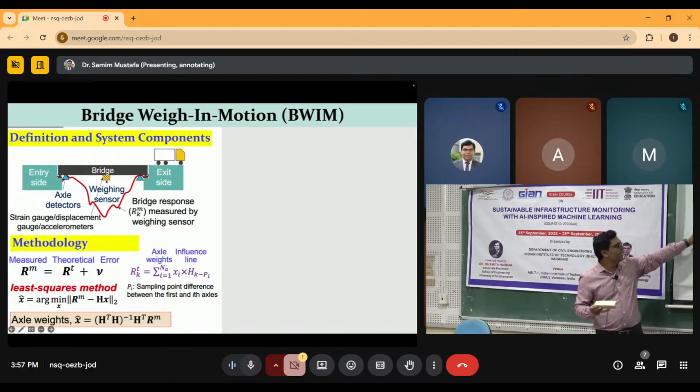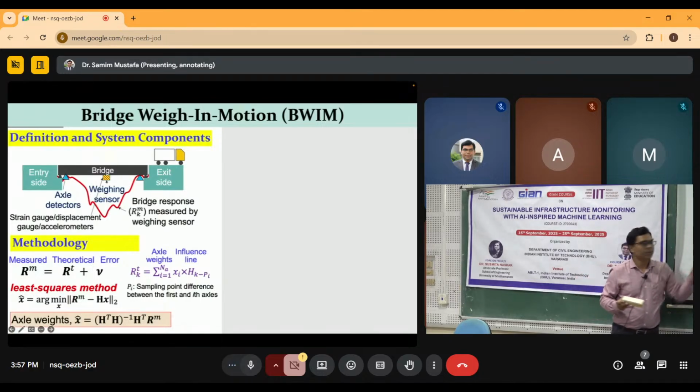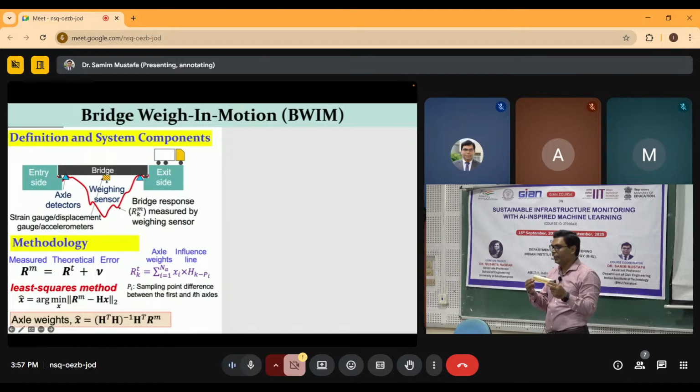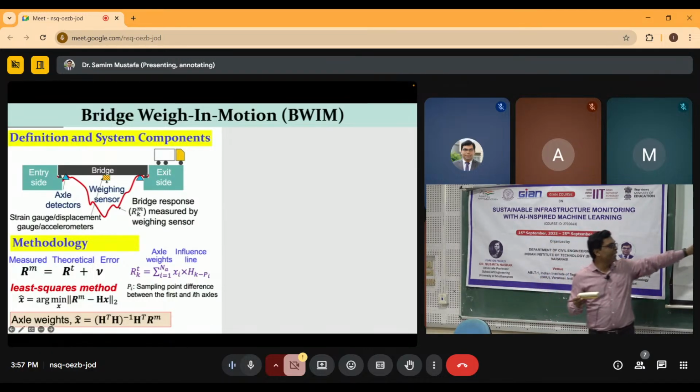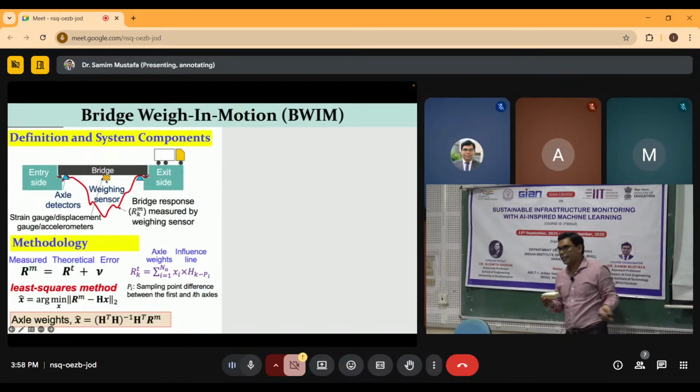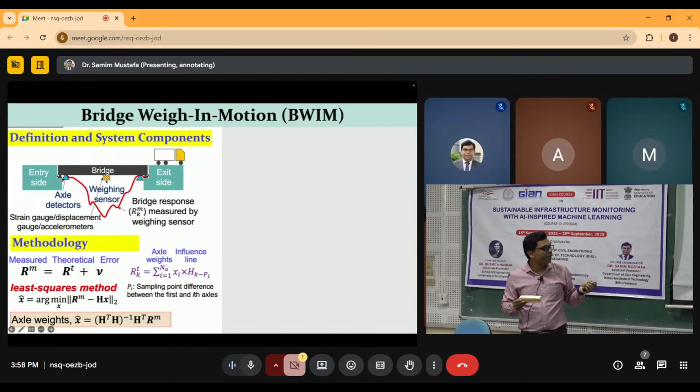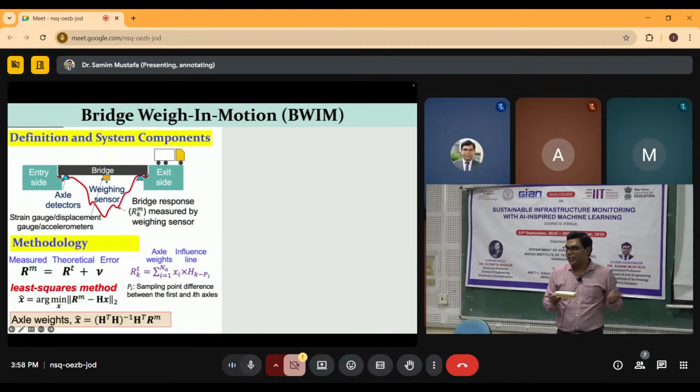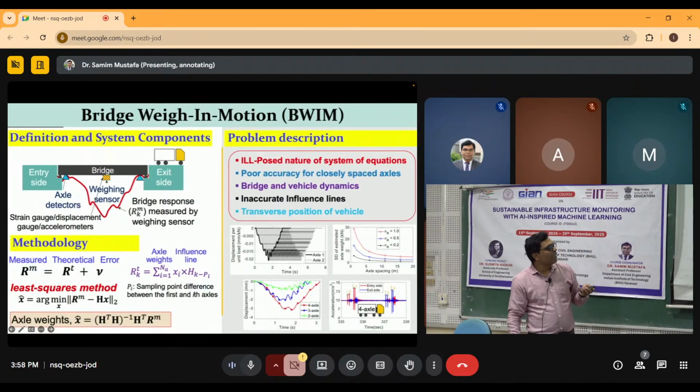If you then minimize this error term between the measured response and the theoretical response, the unknown axle weight x can be obtained using this equation. Here H is the influence line matrix and Rm is the response of the bridge due to that vehicle. So only two things are needed: one is the influence line, and the other is the response from the bridge. That's all. But still there is a problem. This is also an inverse problem.